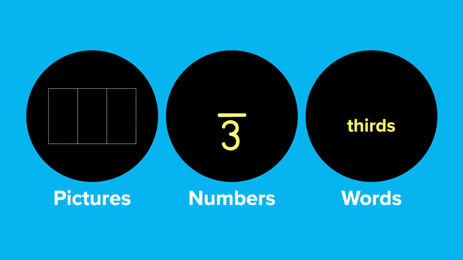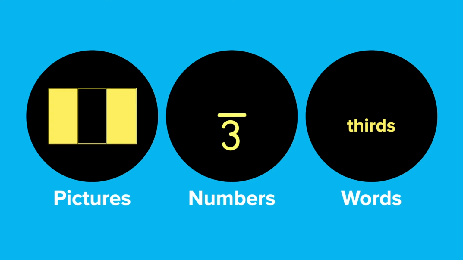Now I'm going to shade in 2 of my equal parts. So I'm going to write a number 2 above my number 3 as my numerator. To read that fraction, I say 2/3. So I'm going to write 2/3. I have represented 2/3 using a picture, numbers, and words.